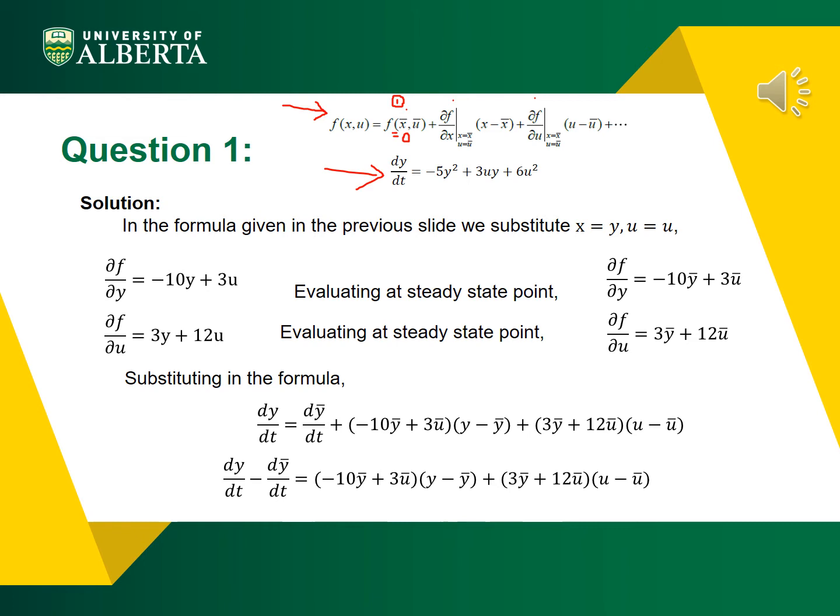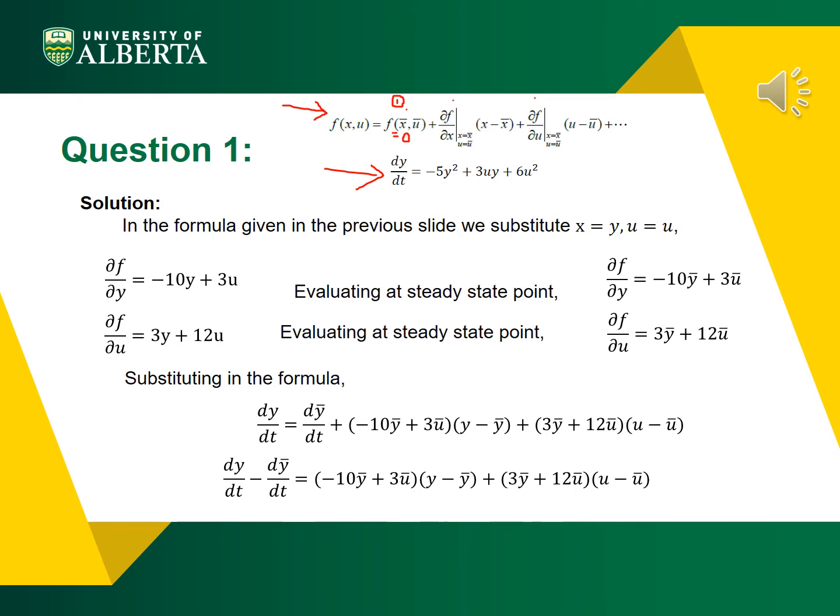Now let's go to the second term, which is dou f by dou y. If we evaluate dou f by dou y here, we get minus 10y from differentiating minus 5y square, plus 3u when we differentiate the second term of the model, and 0 when we differentiate the third term, because 6u squared is a constant. If we evaluate that at the steady state point y bar comma u bar, we get minus 10 y bar plus 3 u bar.